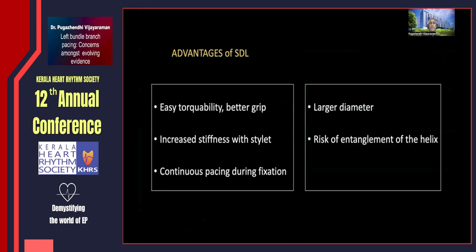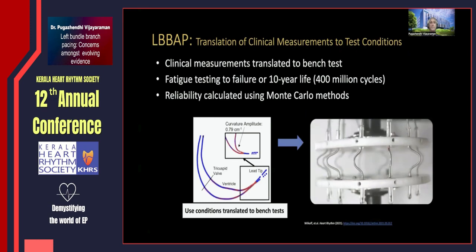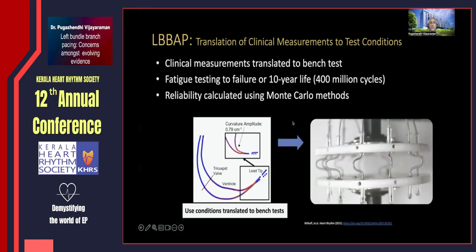And the disadvantages are the larger diameter, there's risk for entanglement of the helix, potential for helix fracture, and tip to ring fracture possibilities. Cases have been reported. The studies have looked at both stylet-driven leads and lumenless leads to assess long-term durability.